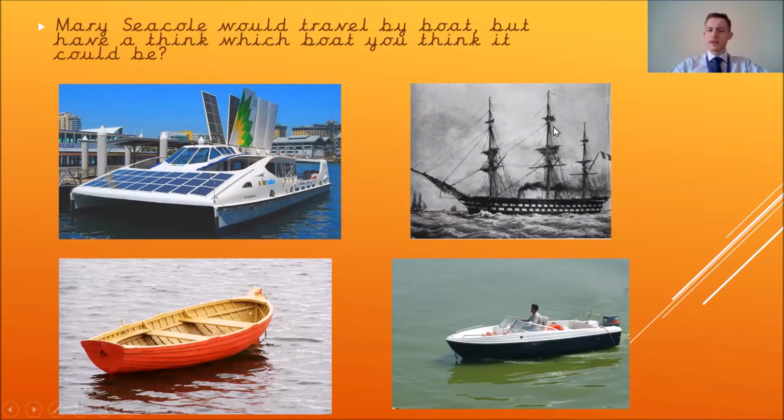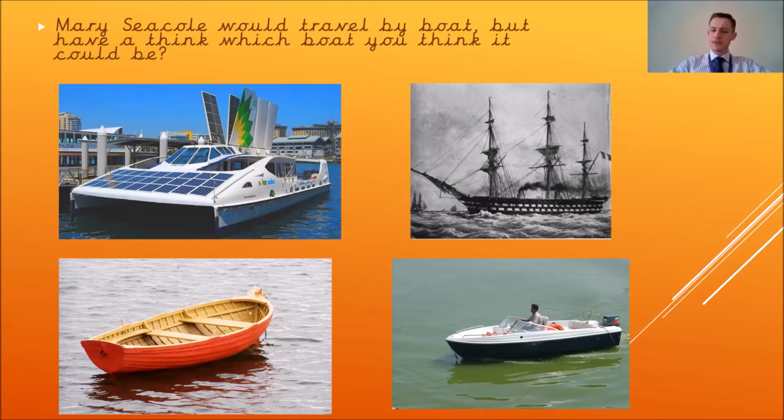The second reason is you can see on this boat you've got solar panels. That's to harness electricity. We wouldn't have had electricity 200 years ago, so that means it cannot be that boat. This boat here is a rowing boat. Thinking about the distance between Jamaica and London, have a think. Do you think you would be able to row that distance? I think that would almost be an impossible task, so that means it can't be that boat.